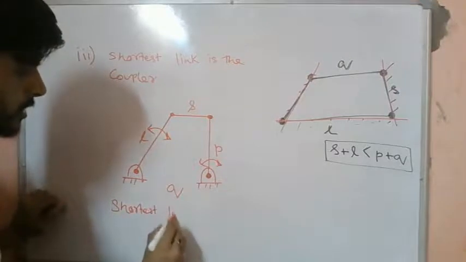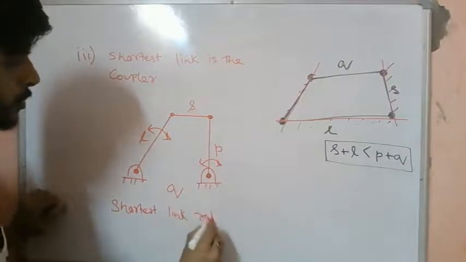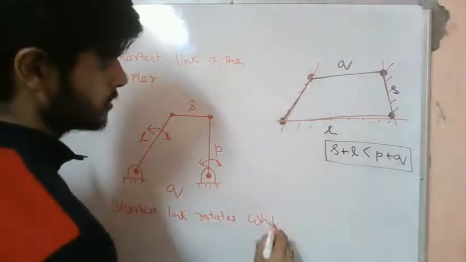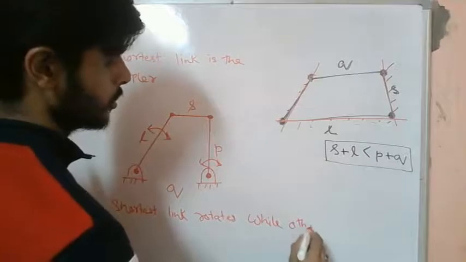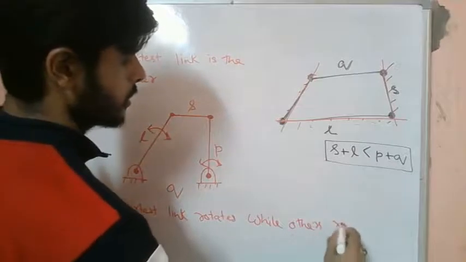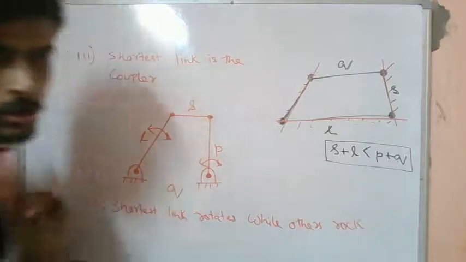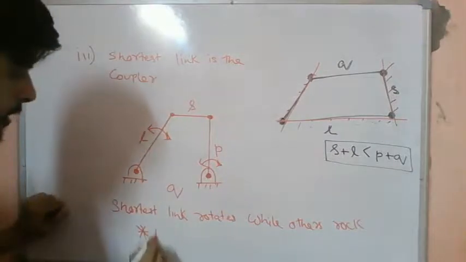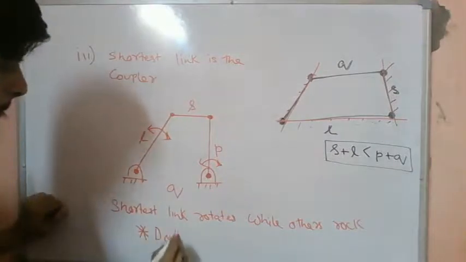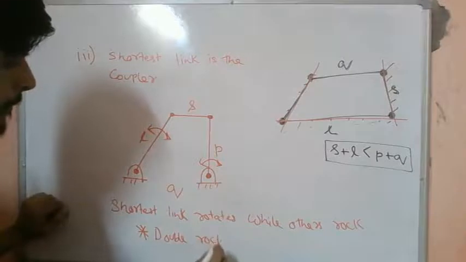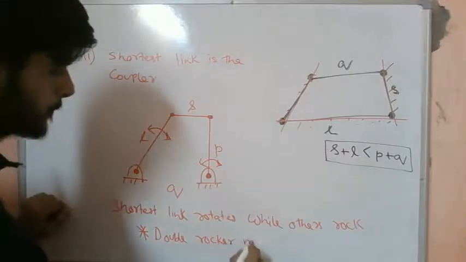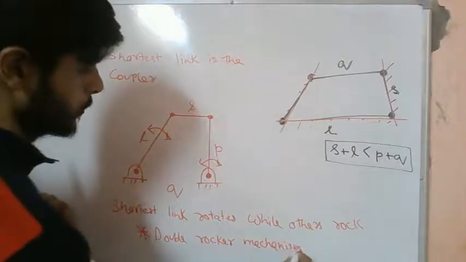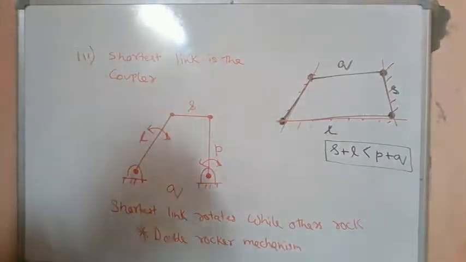Shortest link rotates while others rock. While others rock, shortest link rotates while others rock, and this is what we call a double rocker mechanism.